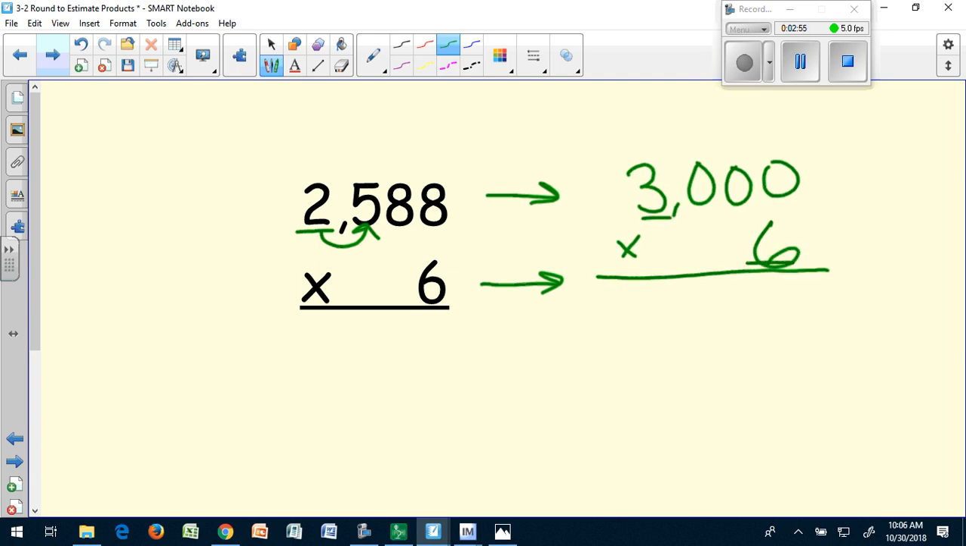I will use my basic fact of 3 times 6, which is 18, and then I know my answer is 1,000 times greater than 18, making my answer 18,000. And I can double check that because I had 3 zeros in my factors and I have 3 zeros in my product.